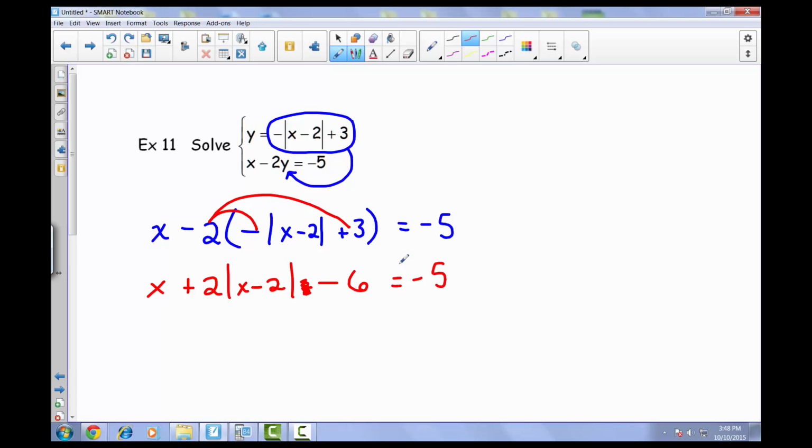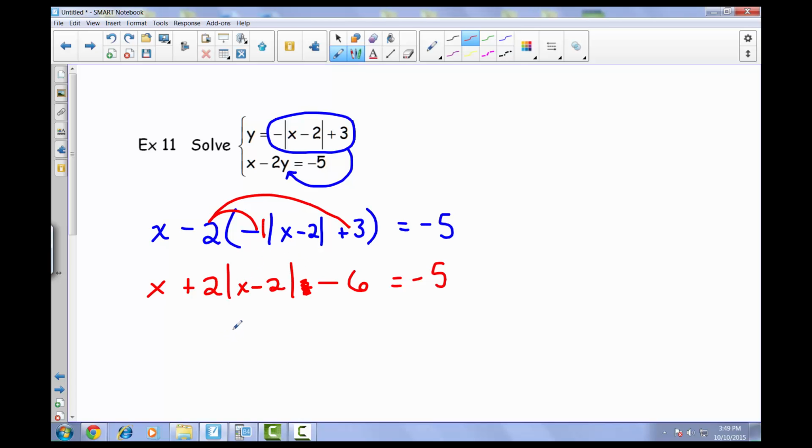Now, I've had students in the past ask me, well, don't you distribute that negative 2 into these items? And the answer is no. We're going to treat this entire absolute value, just like we've mentioned before, as one big x. So only the number on the outside would get multiplied by that. In this case, it was negative 1.